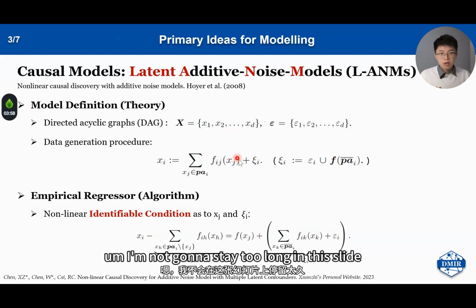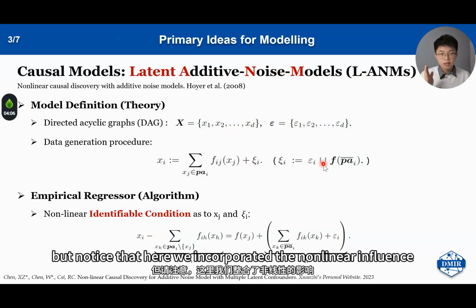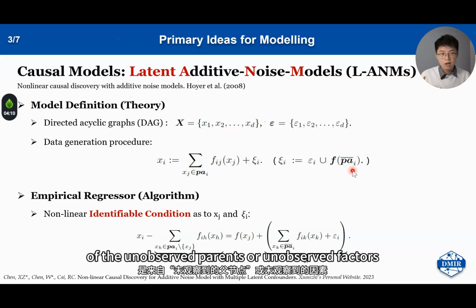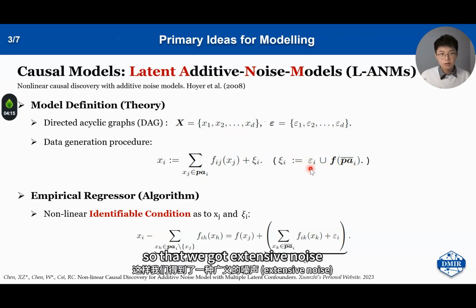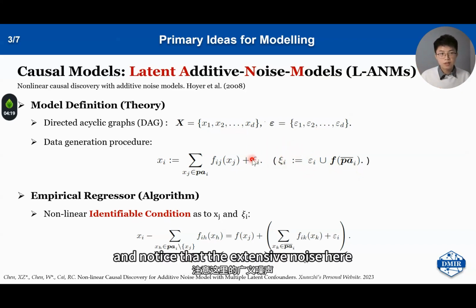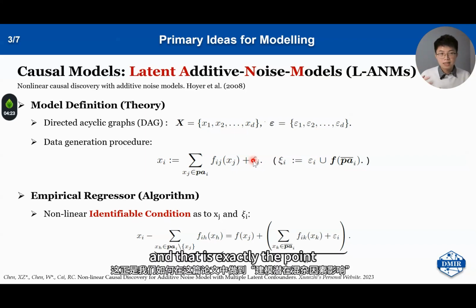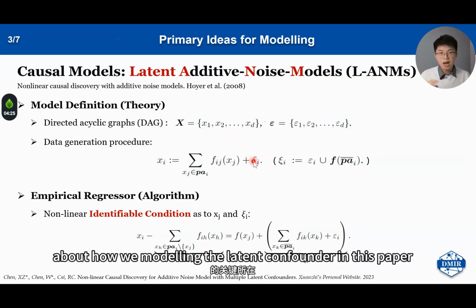I'm not going to stay too long on this slide. Let me quickly show the point. Given the data generation, this is roughly like the ANM model. But notice that here we incorporated the nonlinear influence of the unobserved parents, or unobserved factor, with the independent noise, so that we get an extended noise. And notice that the extended noise here does not necessarily have to be an independent one. And that is exactly the point about how we model the latent confounding in this paper.